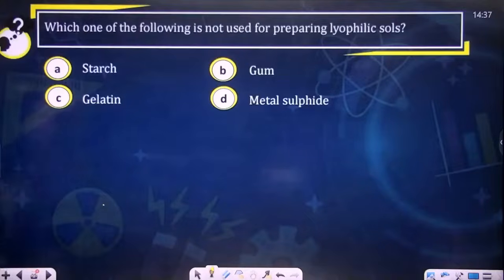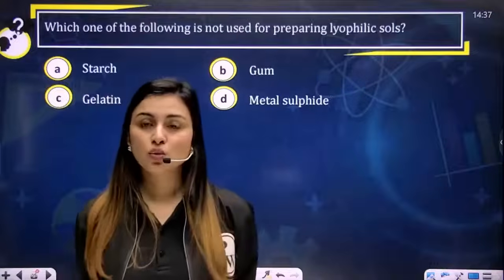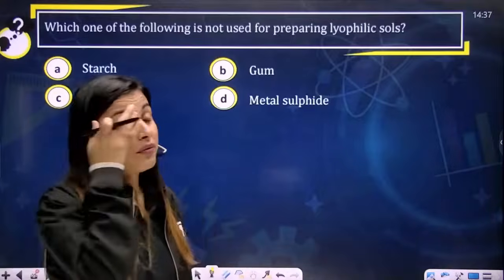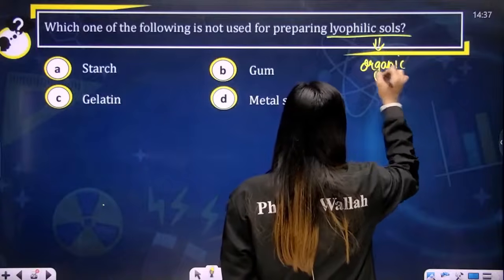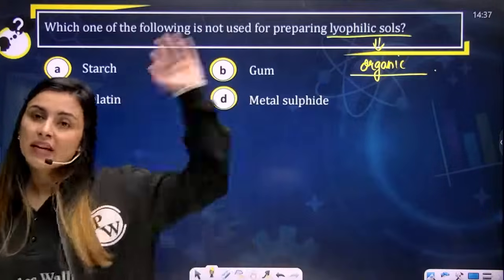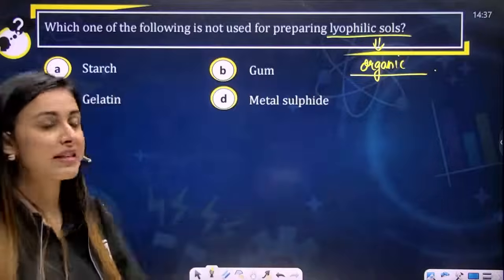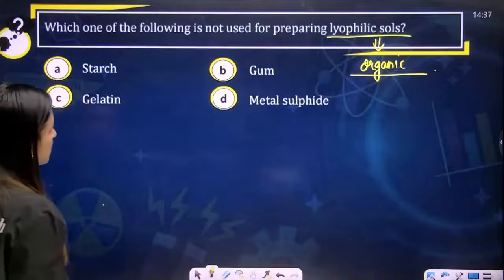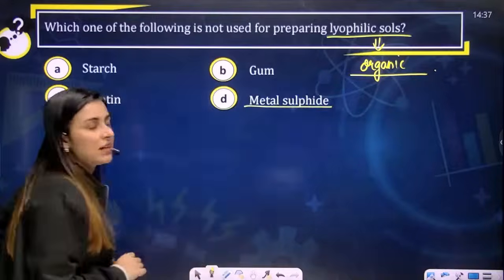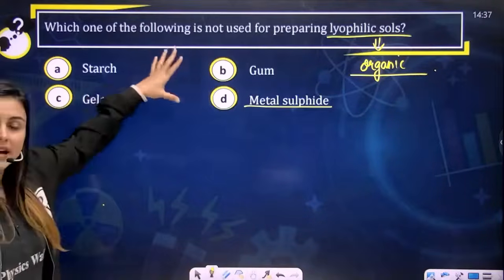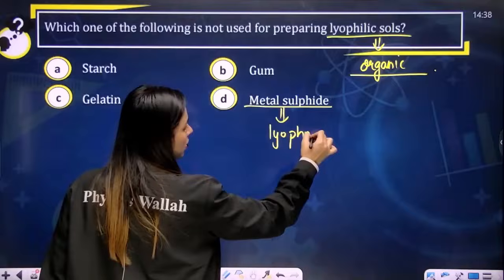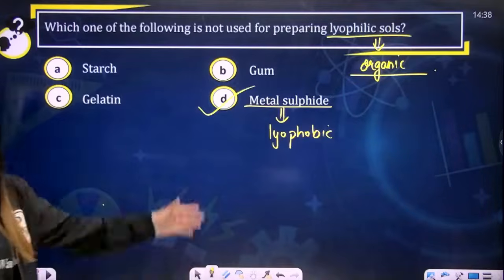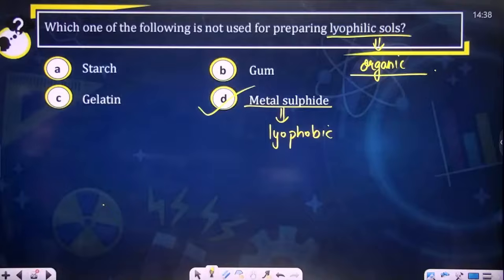Next question, which one of the following is not used for preparing lyophilic sols? So my dear students, if we talk about lyophilic sols, we know that all the organic compounds are used to prepare the lyophilic sols and all the inorganic compounds are used to prepare the lyophobic sols. Let's see which of the following is an inorganic compound. Only metal sulfide is the inorganic compound, rest all are organic, so they can prepare lyophilic sols, but this will only prepare lyophobic sol. So option D will be your correct answer. Perfect. I hope you're clear with this. Now let's move forward to the next question.